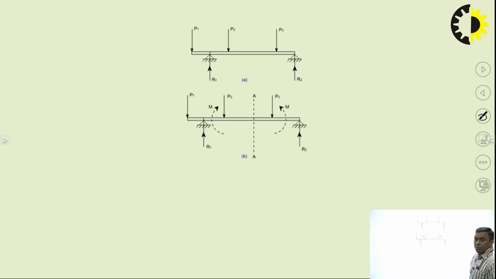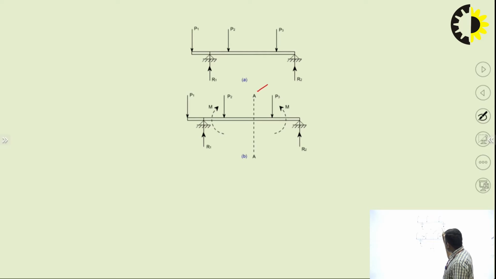Now I am coming to the bending moment part. Bending moment, similar definition. What is bending moment? Bending moment is the resistive moment offered by beam material against the deformation. Mathematically, it is equal to the algebraic sum of all the moments due to individual forces acting on either side of the section plane. Now let me explain this.